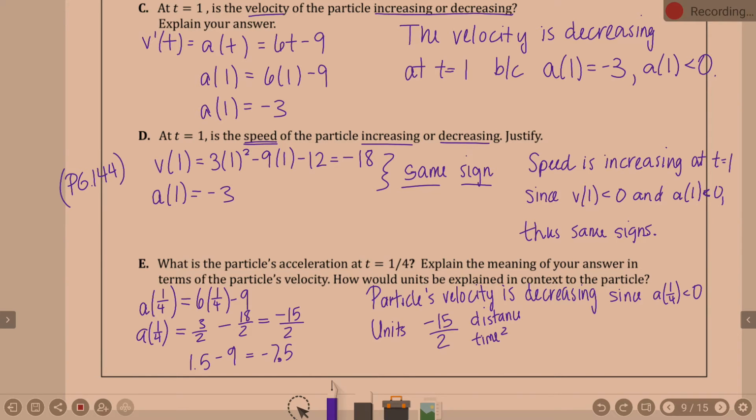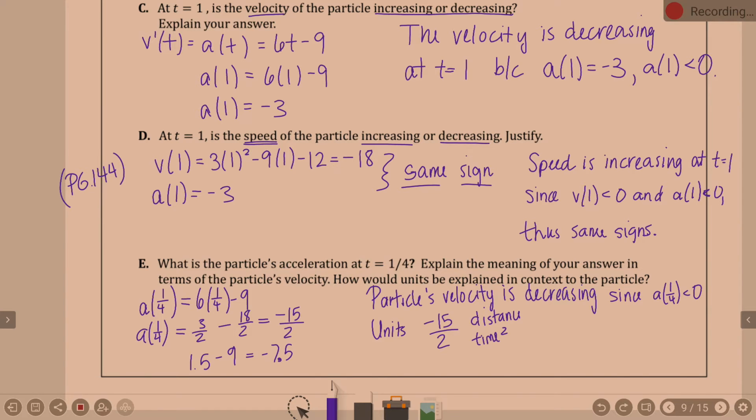Okay, we were talking about the particle's acceleration. We found that to be negative 15 halves. Explain the meaning of your answer in terms of the particle's velocity. Well, acceleration tells you if the velocity is increasing or decreasing. Since it was a negative acceleration, the particle's velocity is decreasing. Okay, and then it asks how would the units be explained in context to the particle.